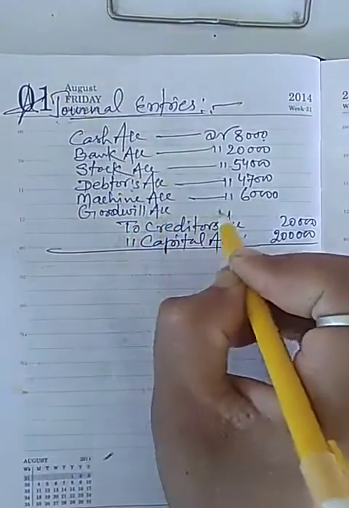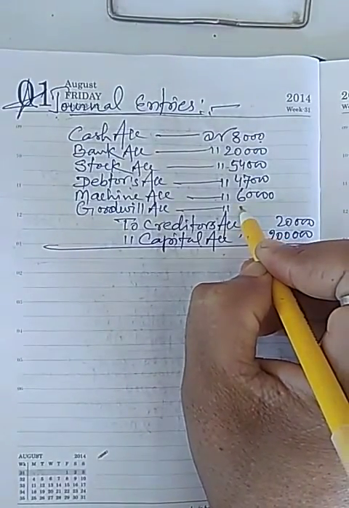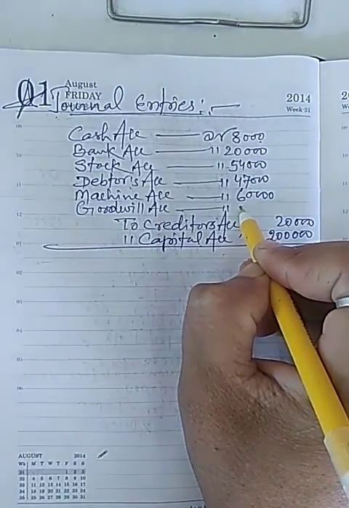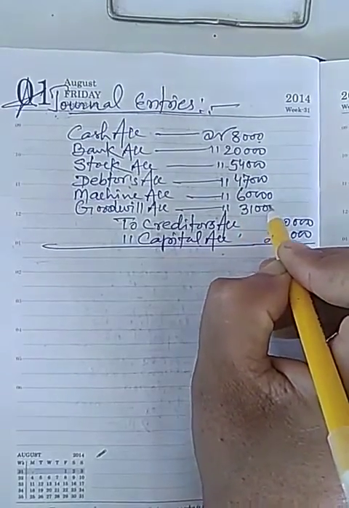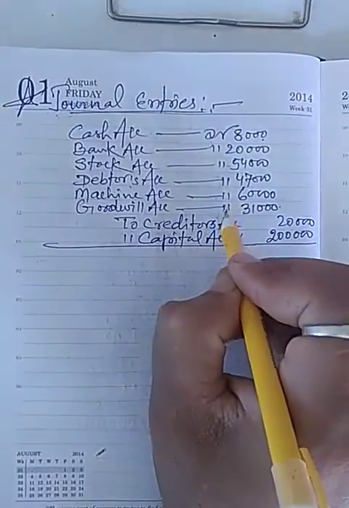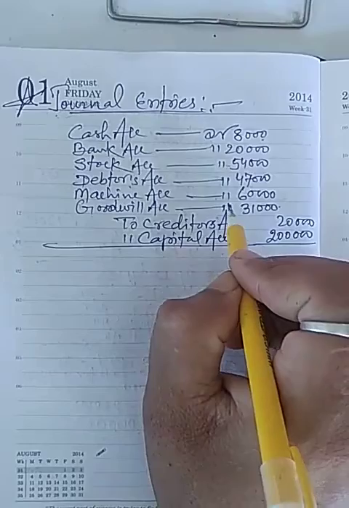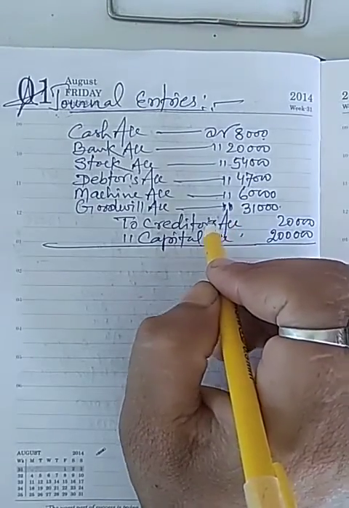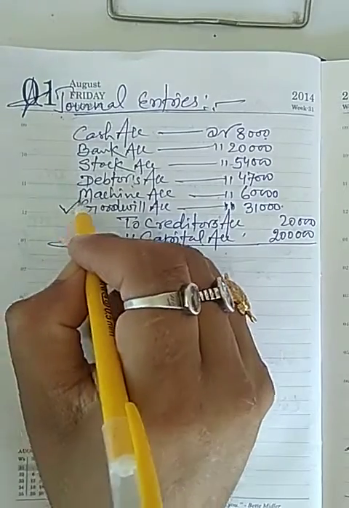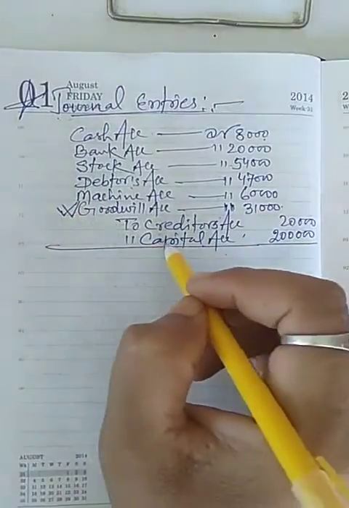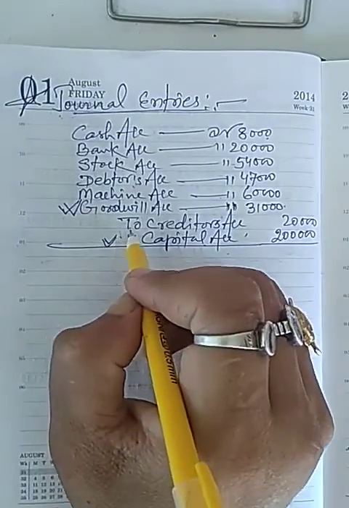account DR, and therefore goodwill account will be 31,000. So when any difference will come in asset side, we will write goodwill account, and in liability side we will write capital account.